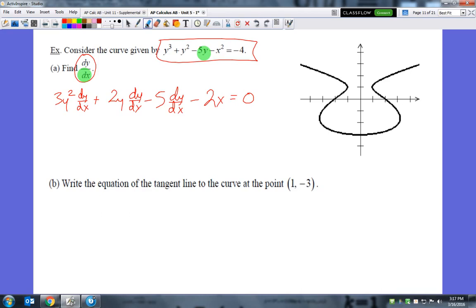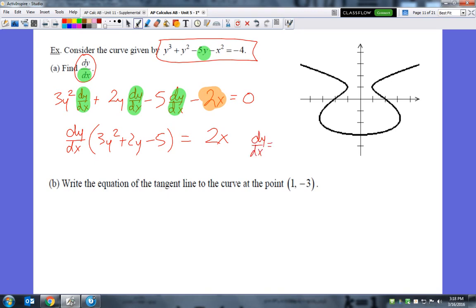And my goal is to get this y prime, or dy/dx term, all by itself. So you should see the only one that I'm going to move over is this 2x, and then everything else is going to be like a coefficient. So dy/dx times (3y squared plus 2y minus 5), and the 2x is going to be moved over because I'm going to add. So finally, my answer is dy/dx is equal to 2x over this entire 3y squared plus 2y minus 5 piece. Okay, so there's the answer for part A.